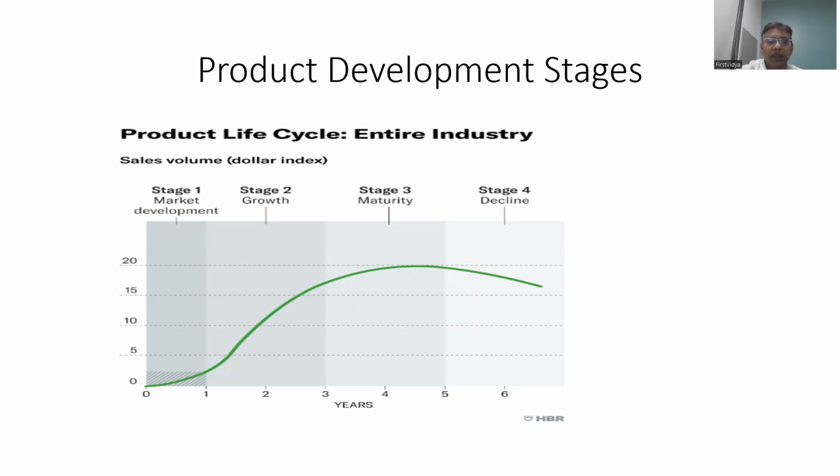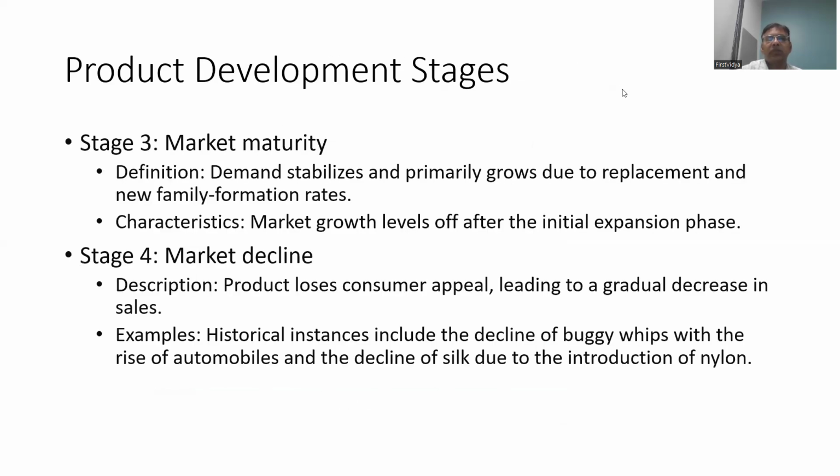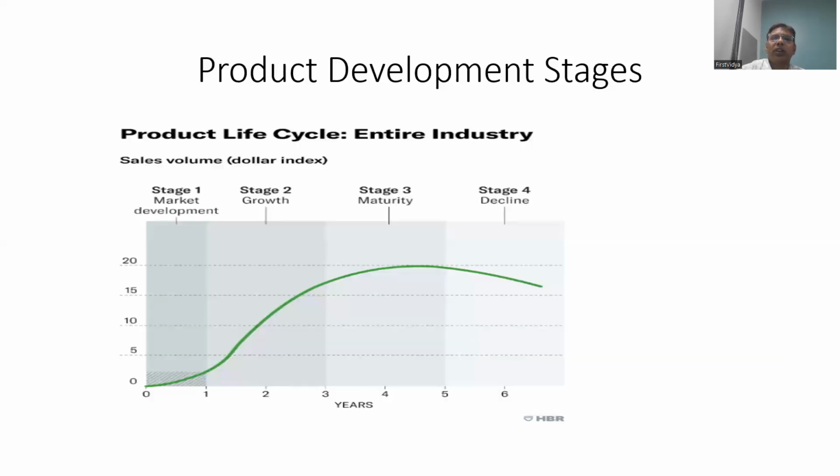In the beginning, it grows slowly. After that, there is very fast growth. In the last 10-15 years, mobile phone growth was exponential, very high. And then maturity. For the last couple of years, we have seen that not that many handsets are being sold. So it is maturity. And finally, a new technology will come and overtake, and the old technology will keep declining. So market maturity and market decline. These are the four stages of product development.